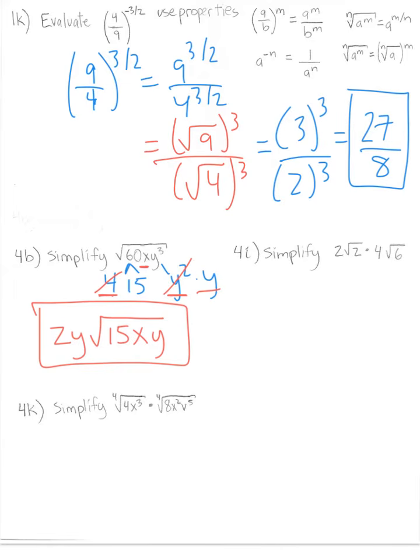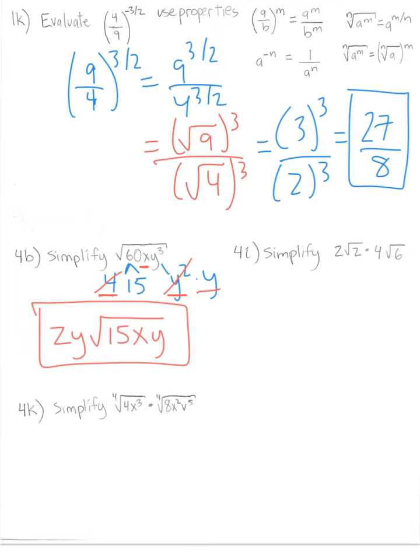To check this, you could also take this 2y and square it to get 4y squared. That puts it back underneath, and if it multiplies with 15xy to get this, you know you're in business and you've done it correctly.